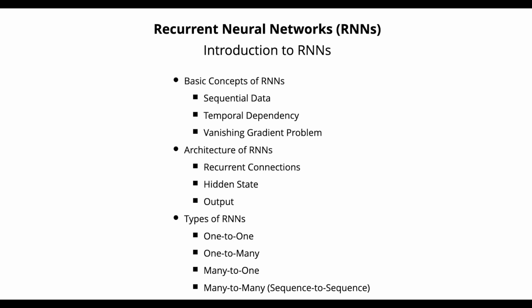The types of RNN. There are 4 types of RNN. First is one-to-one, traditional feed-forward neural networks that process fixed size input and produce fixed size output. One-to-many generates a sequence output based on a single input, example image captioning. Many-to-one produces a single output based on a sequence of inputs, example sentiment analysis. Many-to-many, or sequence-to-sequence, processes a sequence of inputs and produces a sequence of outputs, example machine translation.